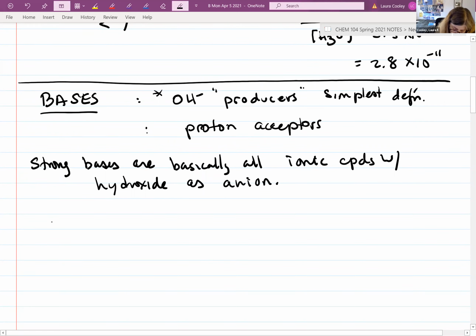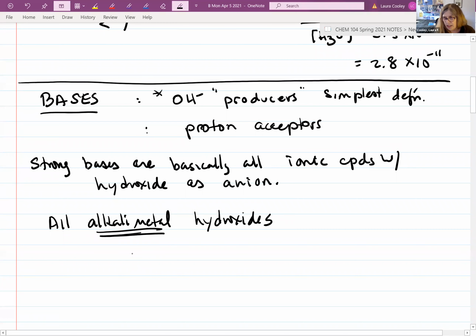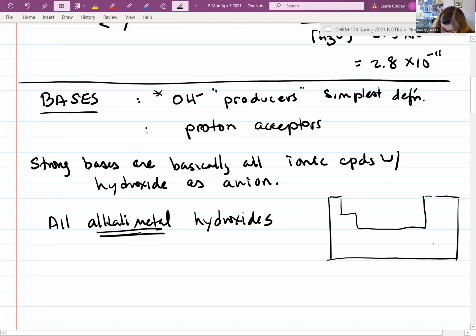But I want you to know that all of the alkali metal, anybody know where the alkali metals are on the periodic table? In the middle. No, those are the transition elements. But good try. Yeah. No, the periodic table, you know, it looks like this. I don't even know if I'm drawing it right, something like that.